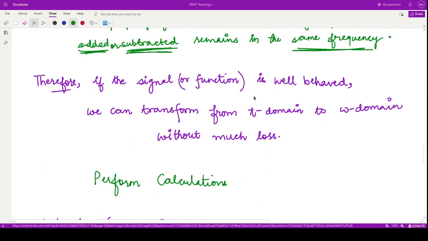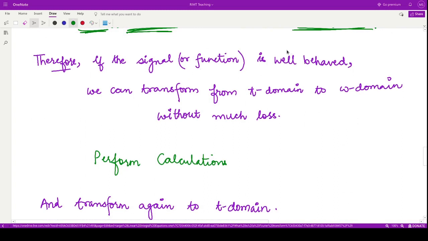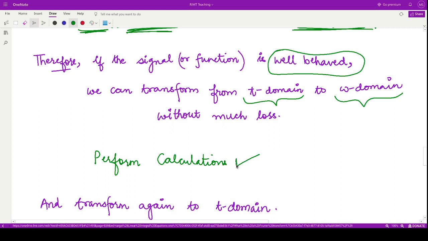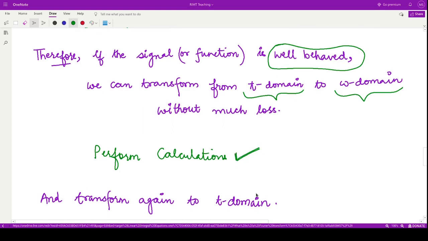So therefore, we can say if the function is well behaved, by well behaved I mean it should be piecewise continuous on the whole of the real line, and moreover it should be absolutely convergent, then we can perform this transformation from the t domain to the omega domain without much loss. Once we are in the omega domain, the frequency domain, we can perform these calculations, and once you have performed them, you can go back to the t domain. Now how to do this? How can you go back to your t domain again?